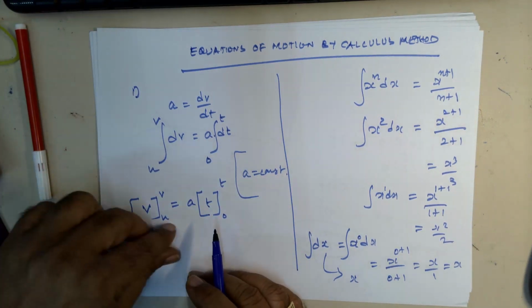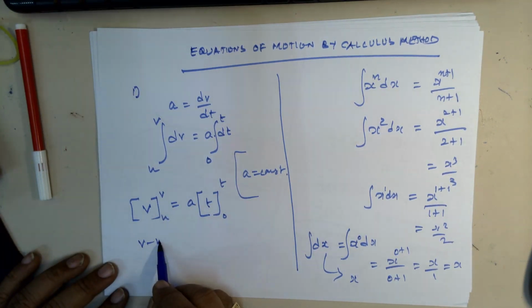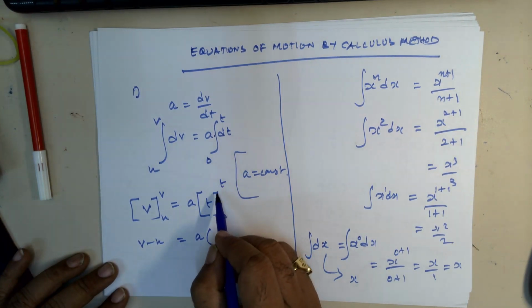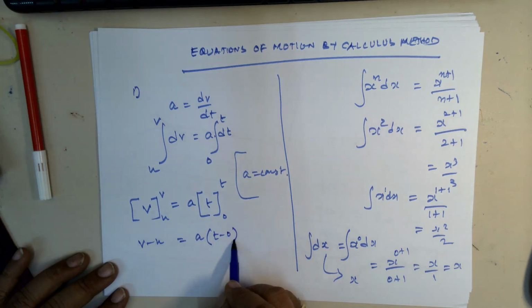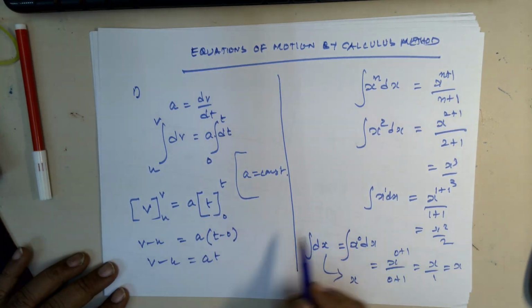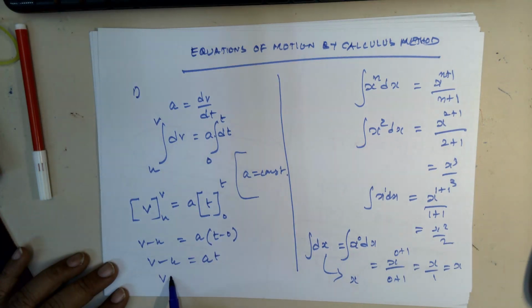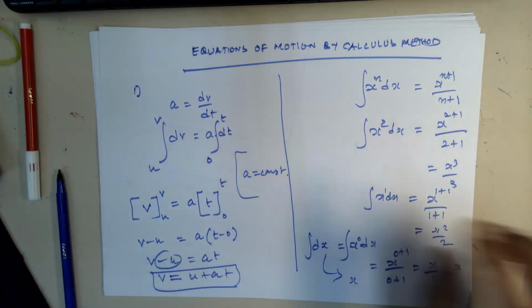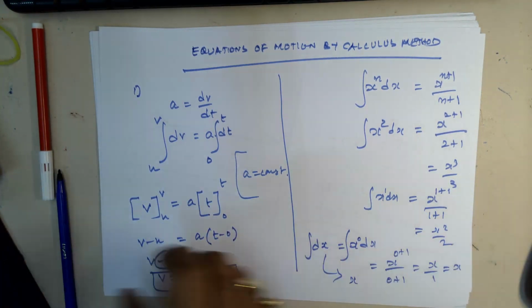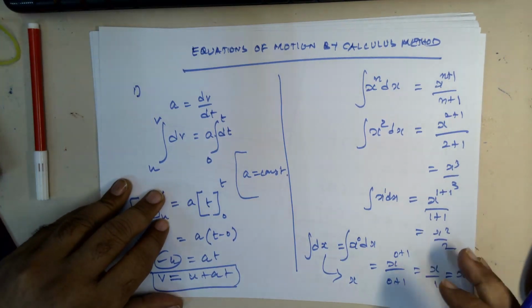Now, final minus initial. So v minus u is equal to, in this case, a into t minus 0, right? Therefore, v minus u is equal to a into t, and that becomes 0. Therefore, v is equal to u plus at. You can bring this u out. So v is equal to u plus at. Hence the formula. Okay, got it? Right. Now let us move to the next equation.